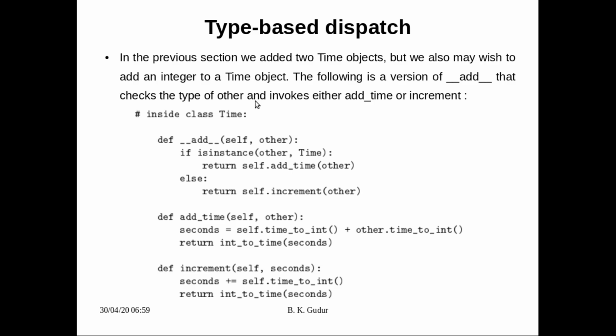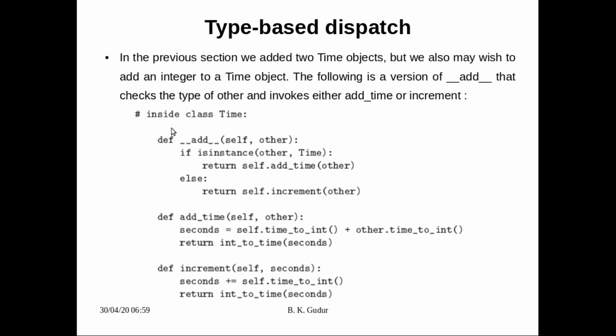In the add method there were two parameters. One parameter was self and another parameter was other. So this here is a new version of the add method. What it does is, first it checks the type of other. If the type of other is the class Time, then it calls the normal function. Otherwise it calls the increment method, as a normal add time method or an increment method.